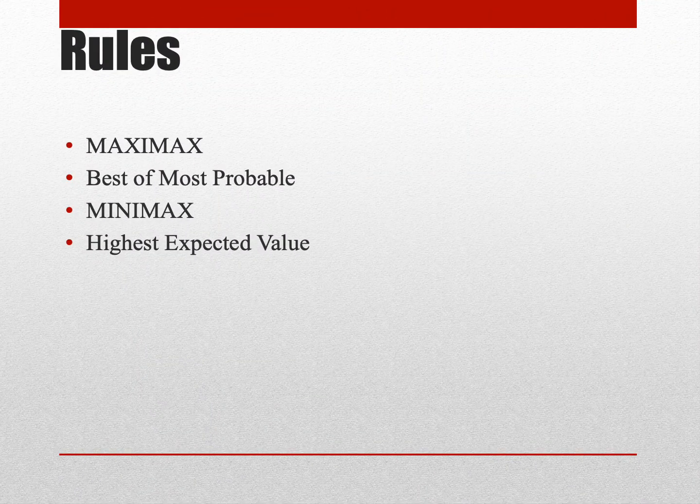So now that we understand the setup and concepts for decision making, we can now move on to the rules. So there are 4 rules for decision making. 1, maxi-max. 2, best of most probable. 3, mini-max. And 4, highest expected value.